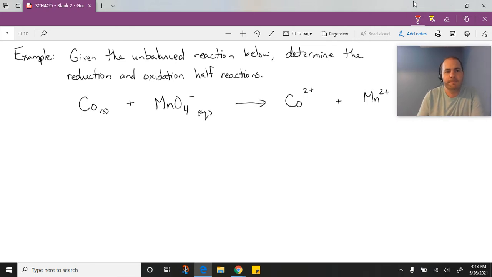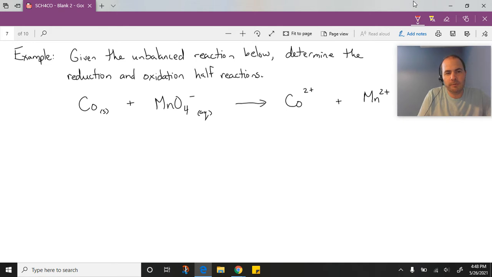In this example, we have cobalt reacting with MnO4-, and that's producing Co2+ and Mn2+. And again, we don't need to have a balanced overall equation to be able to identify what's being reduced and what's being oxidized. We have to follow the electrons. So I like to pick one of the two substances, and if I ever see one where there's a polyatomic ion like this, usually I ignore that first, and I deal with the other substance. I'm going to look at cobalt.